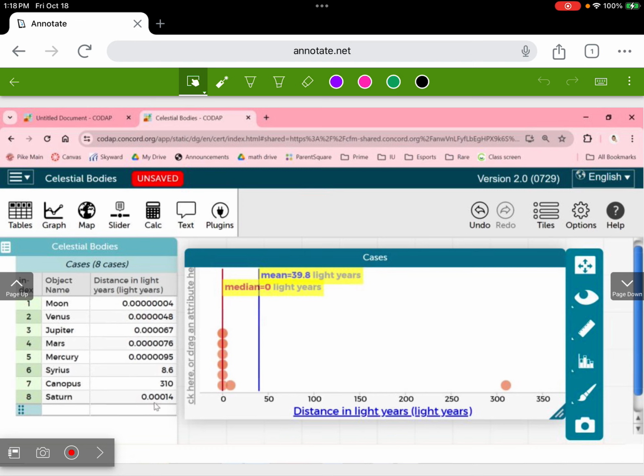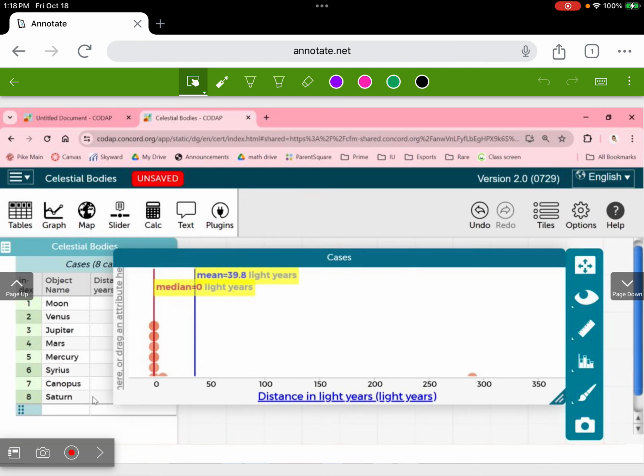Because look at Saturn. Saturn is only 0.0014. Jupiter, they didn't go farther than that. They were afraid of apparently giving you guys planets further than that. I don't blame them.